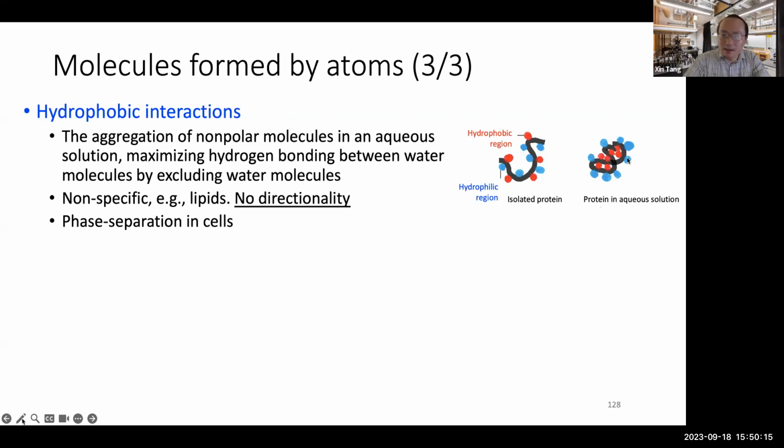Okay? This fifth interaction actually is non-specific. This is formed by self-assembly. Non-specific means they are not specific to the element types. They only depend on the hydrophobicity, or hydrophilicity. Okay, so when this kind of structure is formed, there is no directionality.